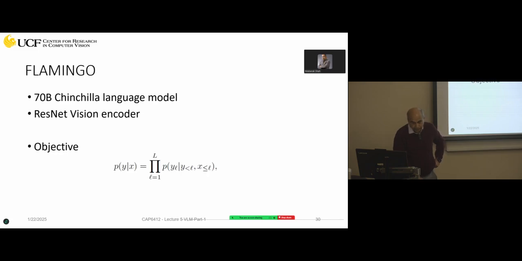The objective is again very simple. The last function is very easy, right? Given the words which you have outputted up to L minus 1, and given the image up to L, predict the probability of the word L. And that's the way they train.